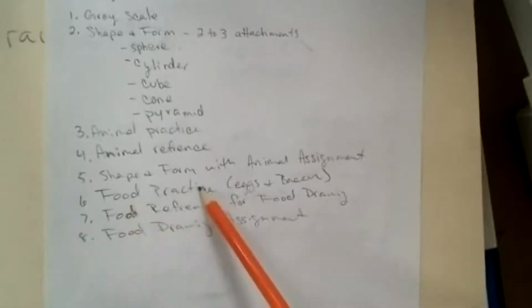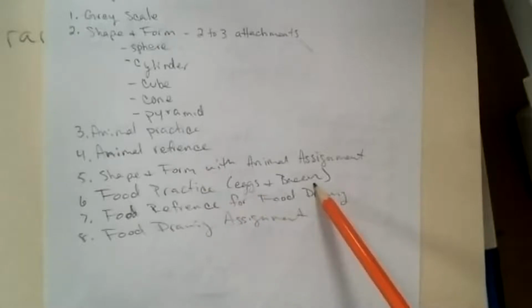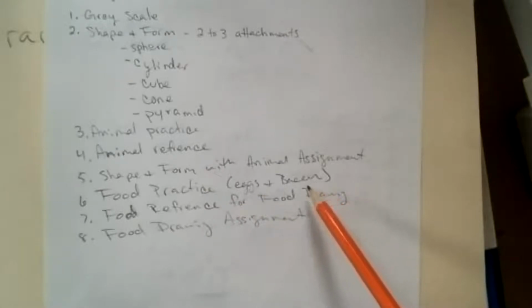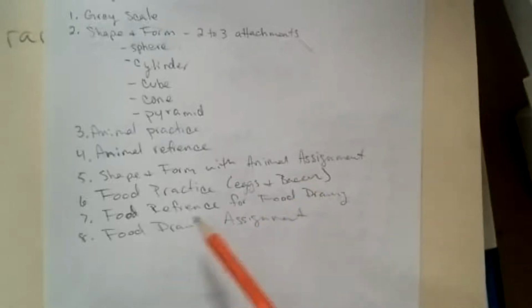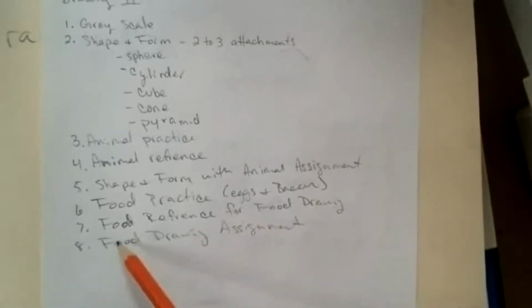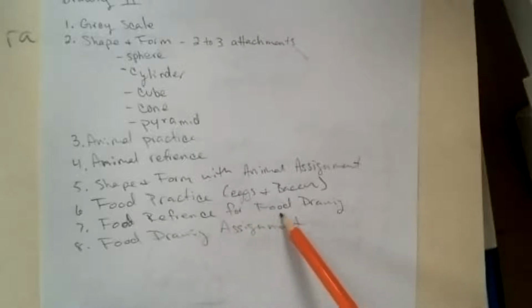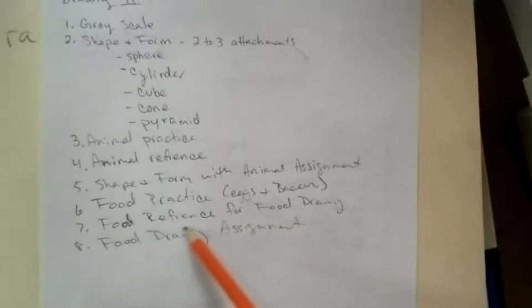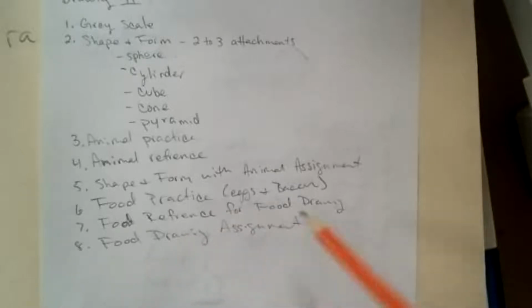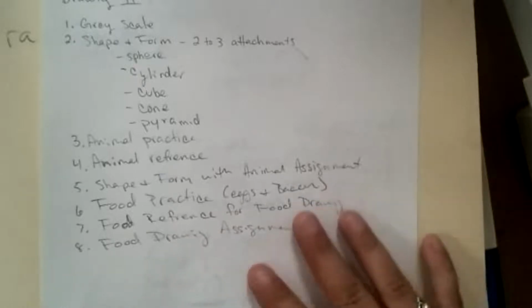Then we've got the food practice, which was the eggs and bacon. So hopefully you guys still have all of these with you, and if you don't, I'll give you a couple of options because I did have some students ask about that. Then we have the food reference for the food drawing, which is the last one. Remember, you were supposed to take a picture to be able to submit to me for a grade. So you will also have to include the actual photograph that you used, and then the food drawing assignment itself, okay? So these are the things.